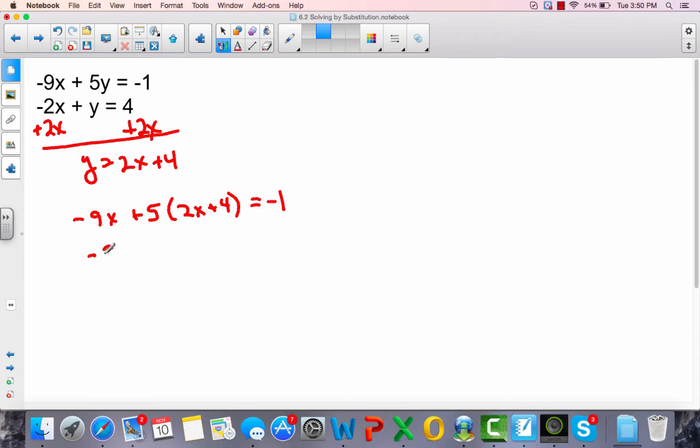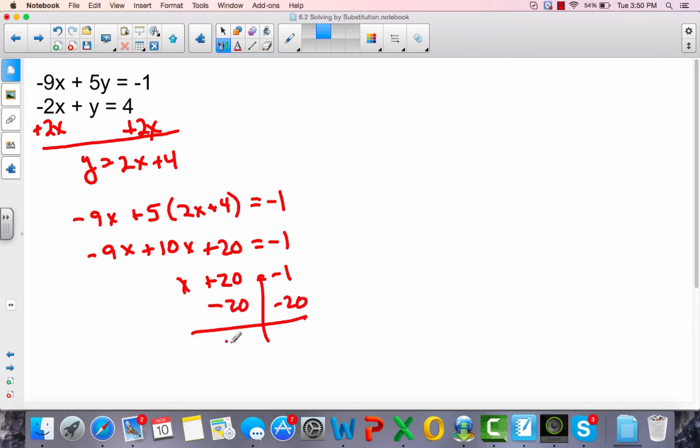So we do our distributive property, and we've got negative 9x plus 5 times 2x gives us 10x. 5 times 4 gives us 20 equals negative 1. Negative 9x plus 10x gives us x plus 20 equals negative 1. Then we minus 20 on both sides, and we end up with x equals negative 21.